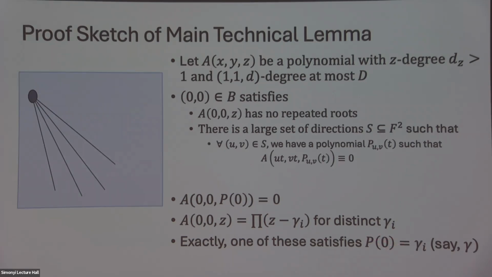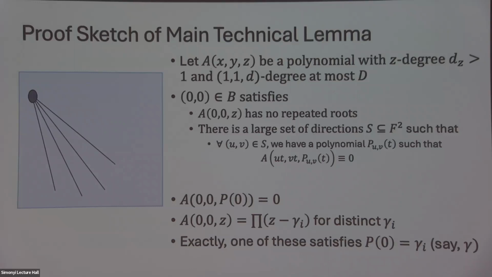So let's focus on a particular line. Exactly one of them will be P0 as gamma_i. So we know that we had an original equation. We are in search of this equation, A(x,y,z). We want to know if it can be factorized as z minus q(x,y) times some R(x,y,z). We are in search of such a factor of the form z minus q(x,y).